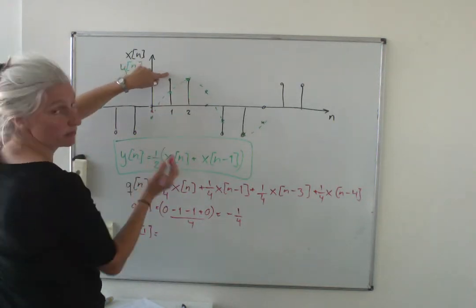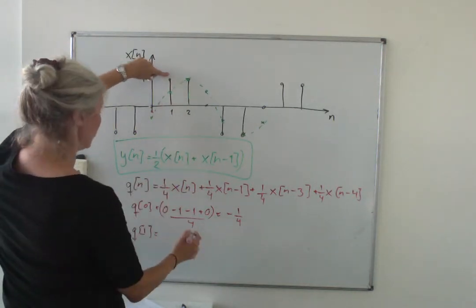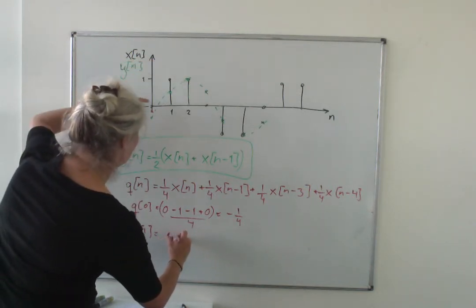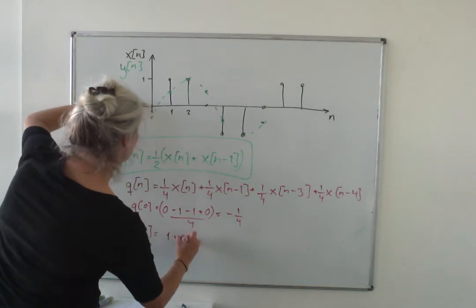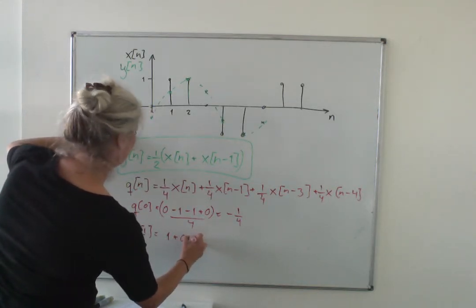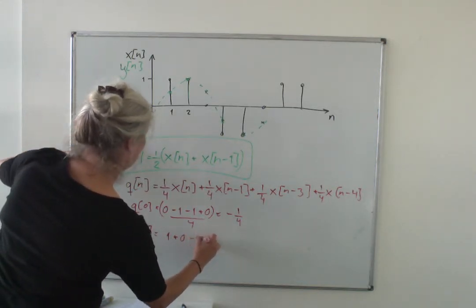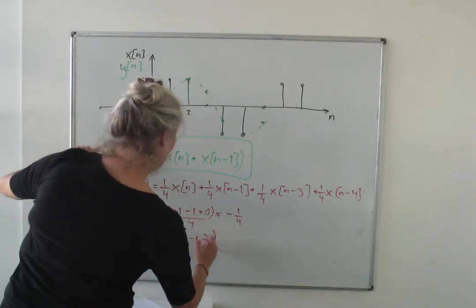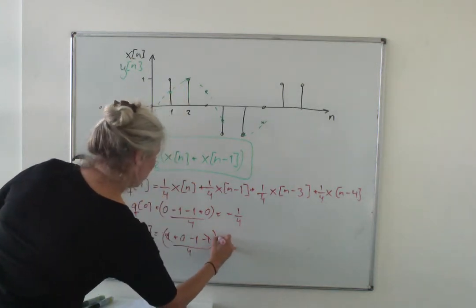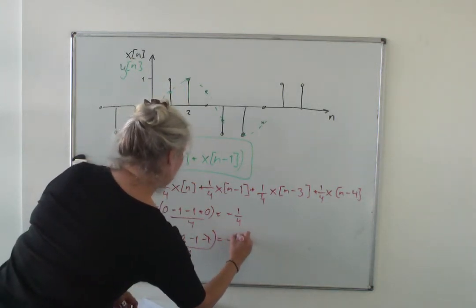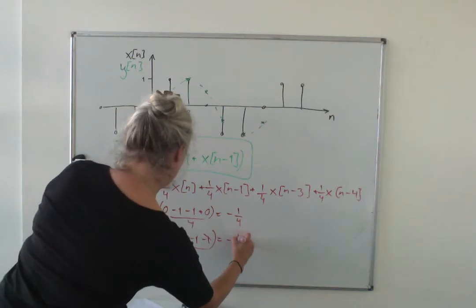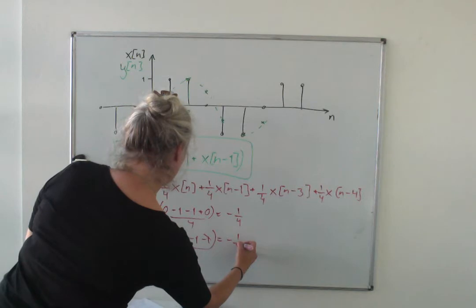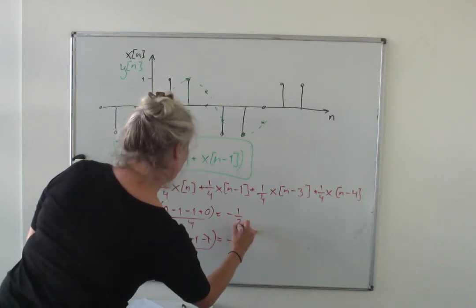We do the same thing, very methodically. Not too difficult. We have the current value 1 plus 0 plus the previous before that, minus 1 and minus 1. These two cancel out. The whole thing divides by 4. So minus 1/4. Sorry, that should have been different.